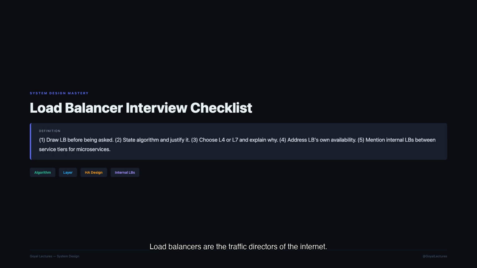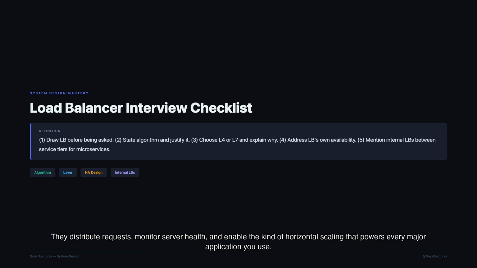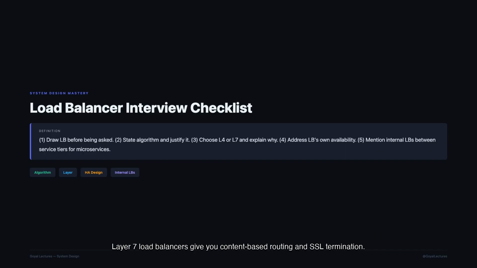Load balancers are the traffic directors of the internet. They distribute requests, monitor server health, and enable the kind of horizontal scaling that powers every major application you use. The key algorithms are round-robin for uniform workloads, least connections for variable workloads, and IP hash for session affinity. Layer 7 load balancers give you content-based routing and SSL termination, and the load balancer itself must be made highly available through redundant pairs or managed cloud services.